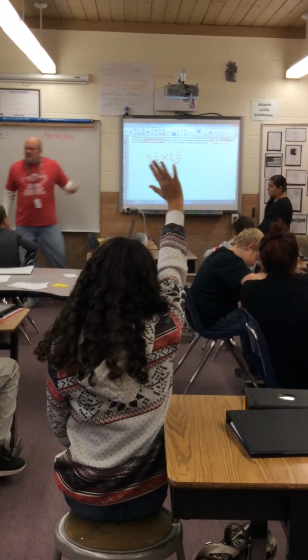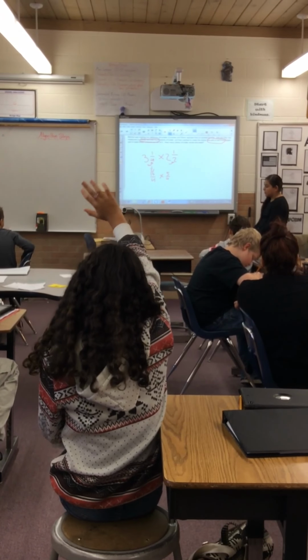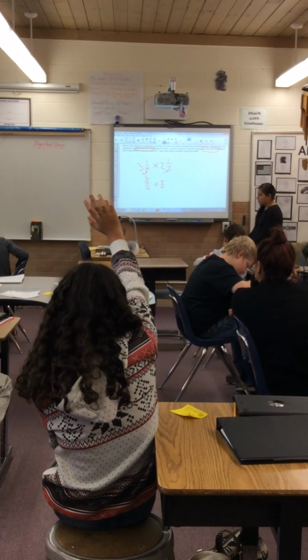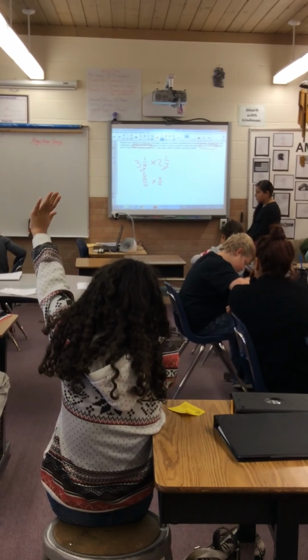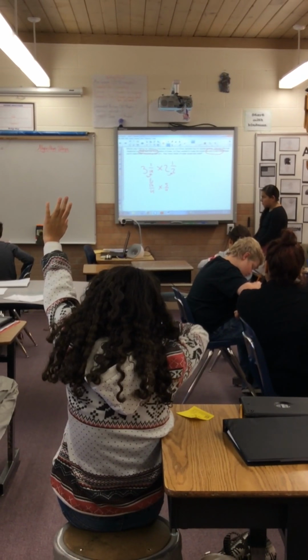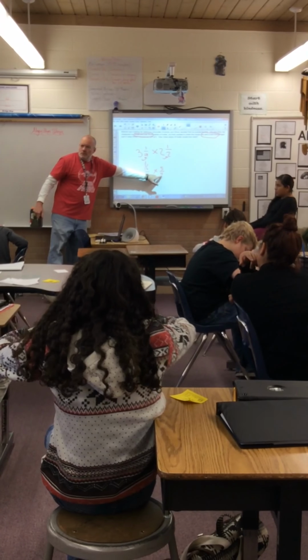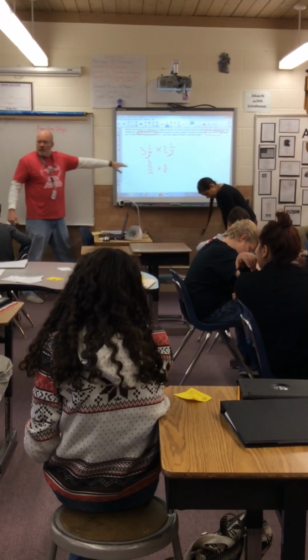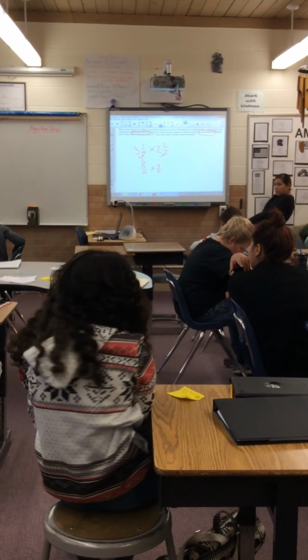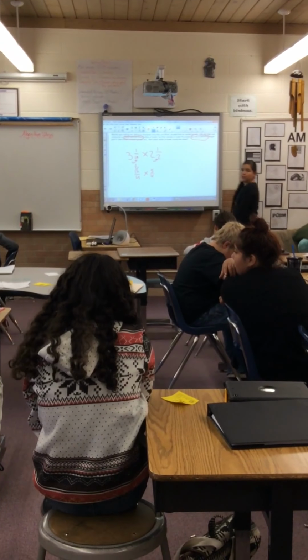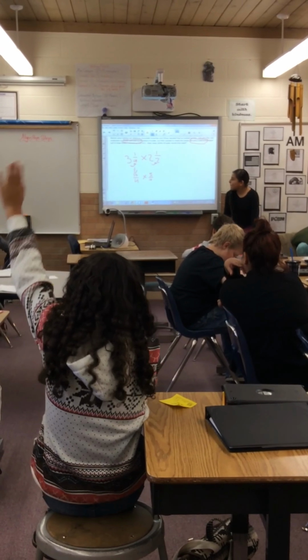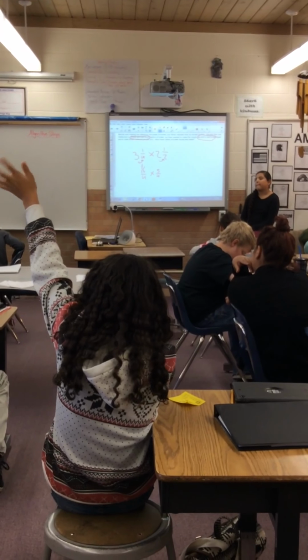Where's the 2/4 up here? I don't see 2/4. So she changed the 1/2. She changed the 1/2 into how many fourths? 2/4. So 1/2. Are you talking about this one? Yeah. 5/4. How'd she get 5/4? Read it. Because she did 2 times 2 plus 2 equals 4, and then 4 plus 1 equals 5.